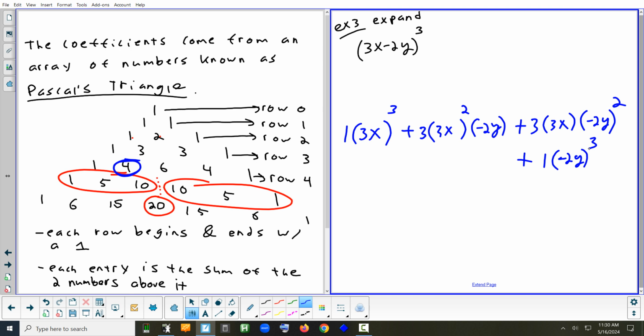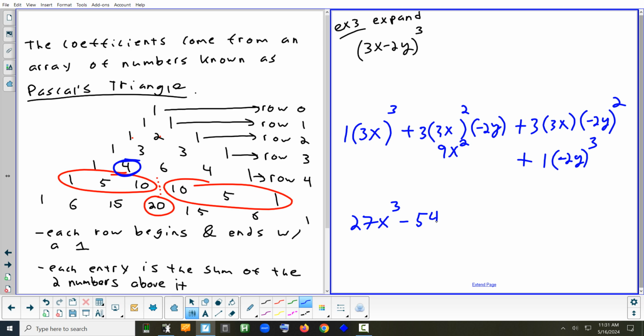27x cubed times 1. Just 27x cubed. Okay, so I have to do this in a couple steps now. What's 3x squared? That's 9x squared. So now let's multiply all the numbers together. We have a 3 times a 9x squared times a negative 2y. What's 3 times 9? 27 times negative 2. We have a negative 54, and now we just need our variable.